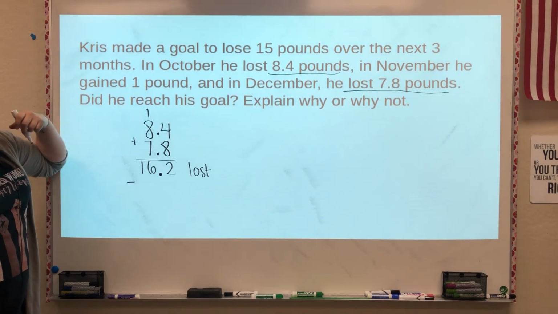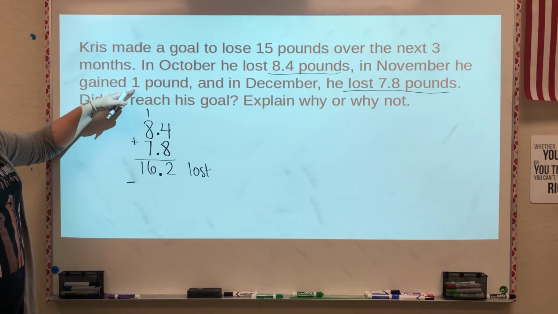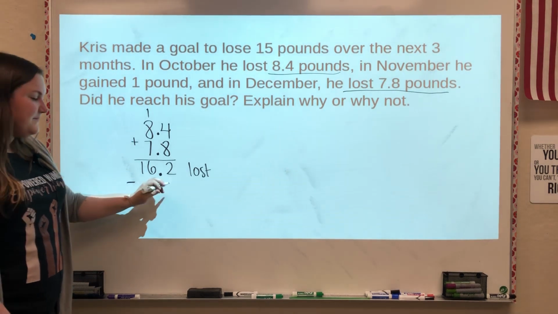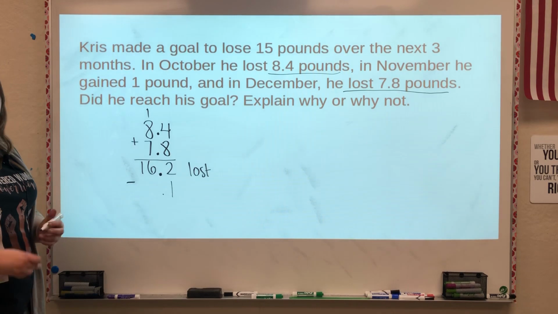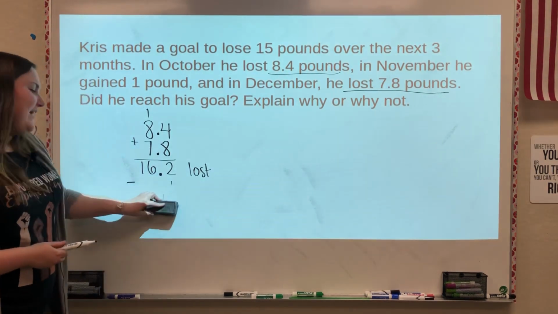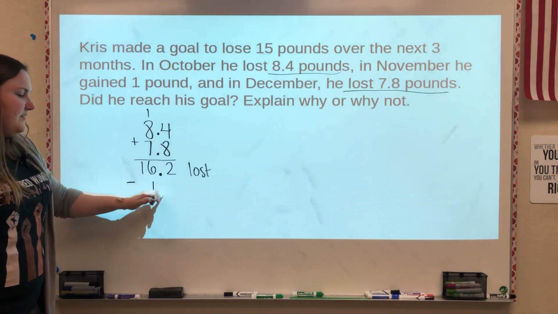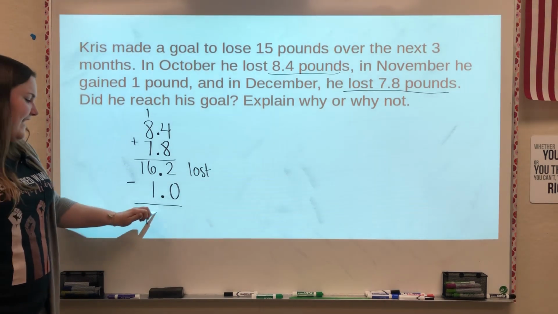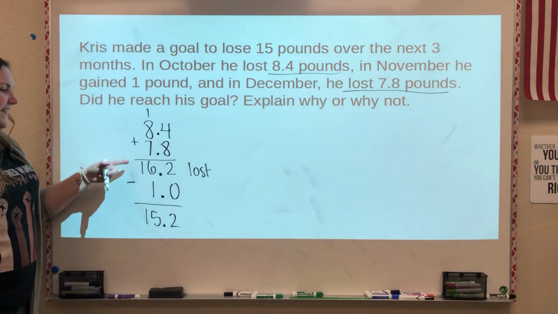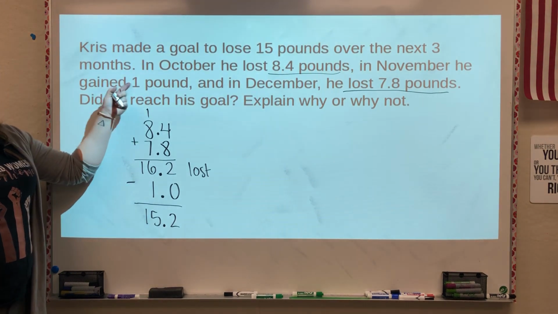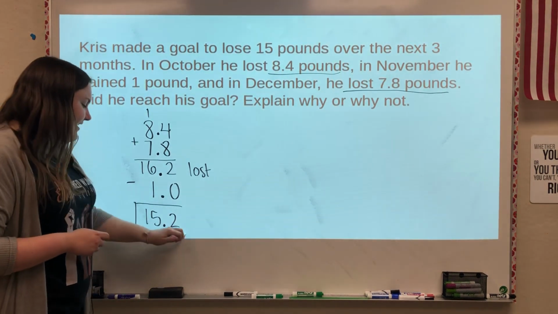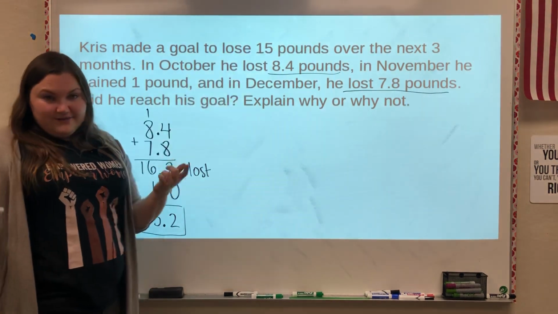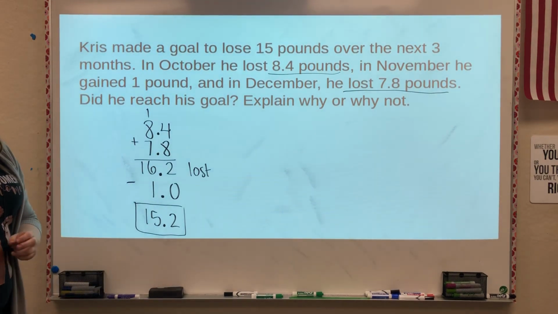How should I write that 1 pound? Remember when you're talking about adding or subtracting decimals, those decimal points need to line up. So I can't put 1 right here because that would mean 0.1 pounds. When I write my 1 pound, I need to write it as 1.0 so that those decimal points line up. When I subtract that out, I get 15.2 pounds. He would have lost 16.2 pounds, but he had gained that 1 pound, which meant his final weight loss was 15.2 pounds. His goal was to lose 15 pounds, so did he do it? You could say, yes, he did, because he lost a total of 15.2 pounds.